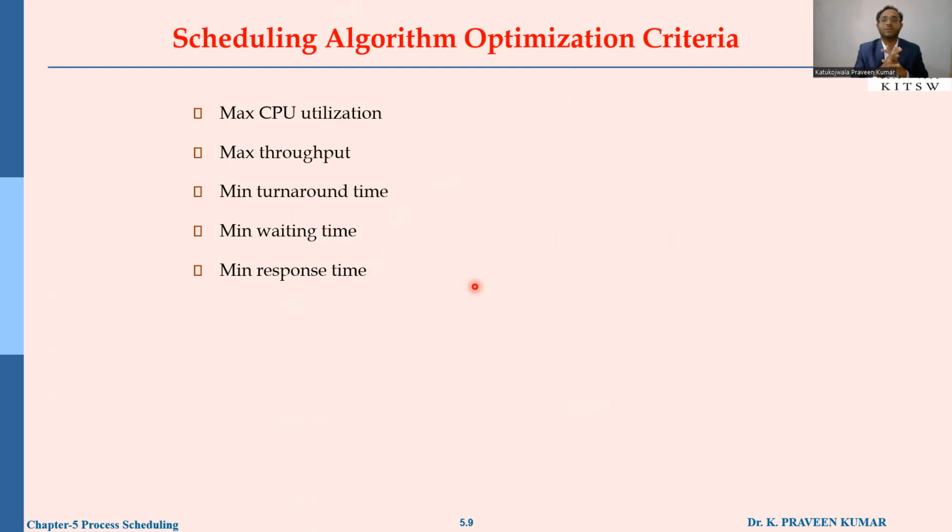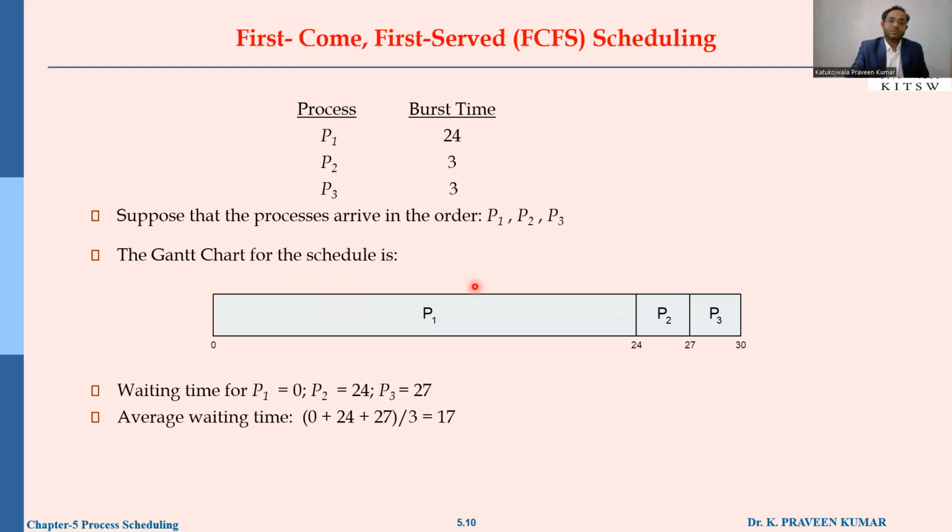Now coming to the scheduling algorithms. We have several scheduling algorithms according to your syllabus. We have FCFS, that is first come first serve, shortest job first, shortest remaining job first, and round robin scheduling algorithm. So there are several scheduling algorithms. One by one we will see. The first one is the first come first serve scheduling algorithm.